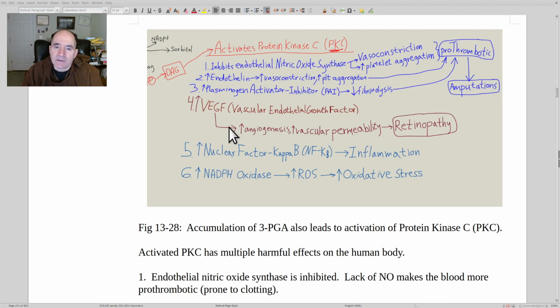You get increased vascular endothelial growth factor, which can cause the formation of new blood vessels in a way that's harmful to health. And those can grow over the retina, cause retinopathy and decrease vision. We talked about increased nuclear factor kappa B being associated with inflammation, inflammatory cytokines. We talked about NADPH oxidase increasing reactive stress. It's all bad. Basically, everything bad happens.